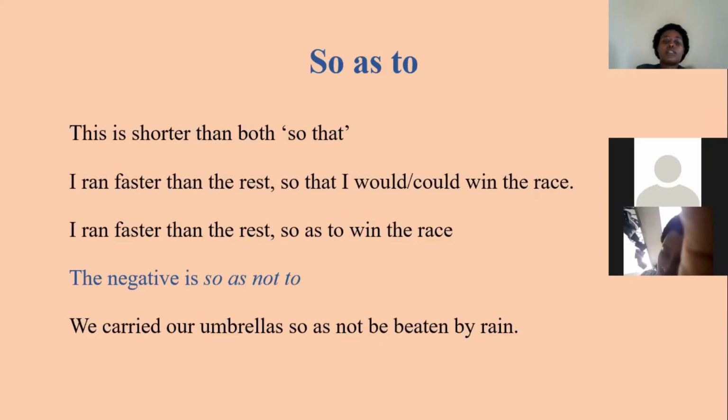So when we use so as to, it becomes shorter. Then the negative of all this is so as not to. For example, we carried our umbrella so as not to be beaten by rain. So that is how we use so as to in the present, in the past, and also in the negative.